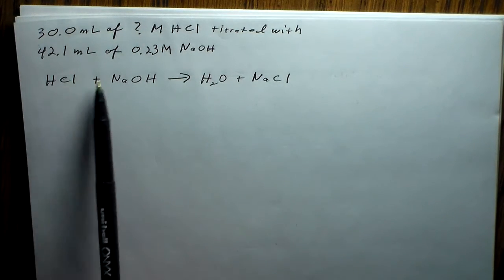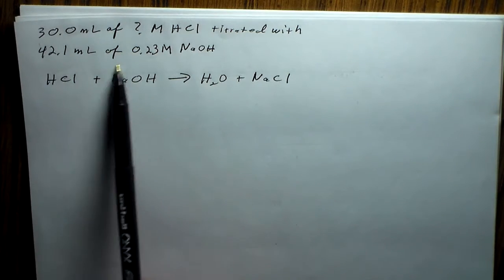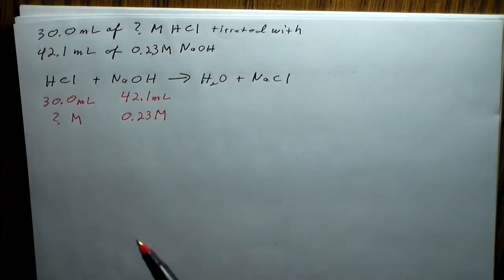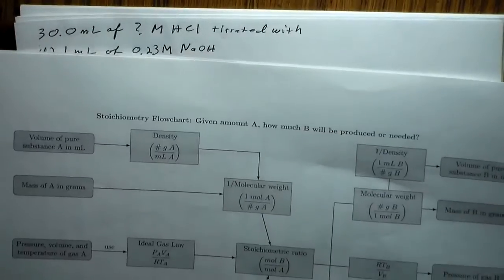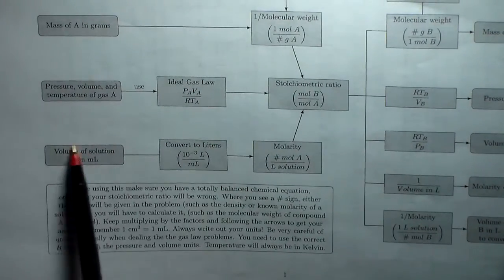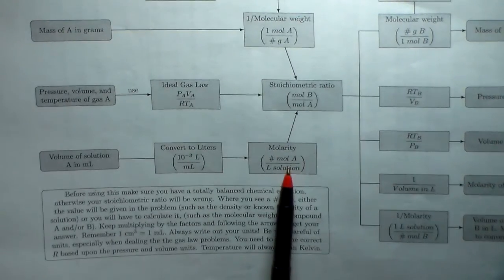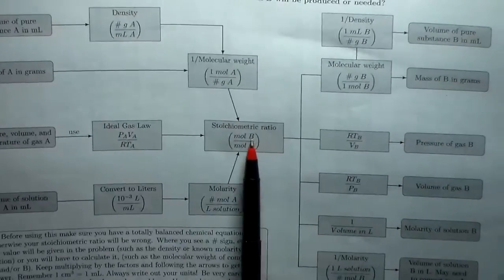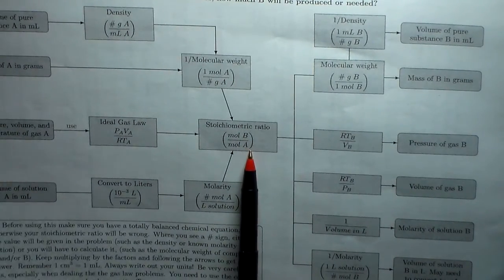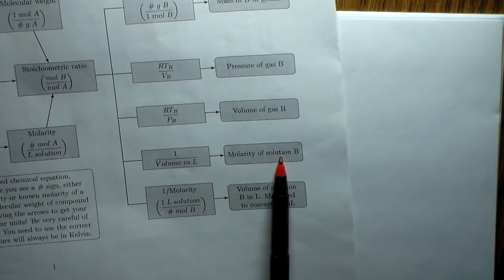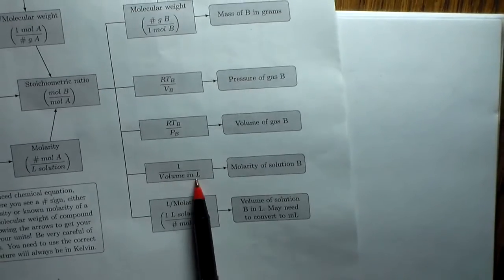And what we're basically doing is we just need to find out how much of these things we're actually putting in here. So again, we'll write down the information that we have. All we're doing is trying to find this value. Essentially, using our little stoichiometric flowchart, we're starting from the volume of the solution, which is of course the sodium hydroxide solution that we have. We convert that to liters, use our molarity value, use our stoichiometric ratio, which is just going to be 1:1 in this case. And at the very end, we want to find the molarity of solution B, which is our hydrochloric acid. So we're just going to go through here and divide by that molarity.